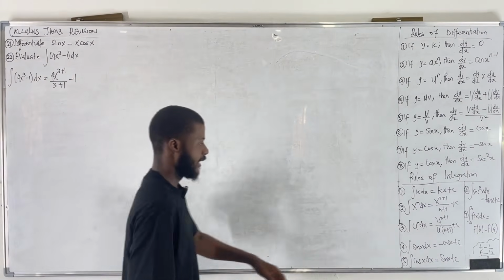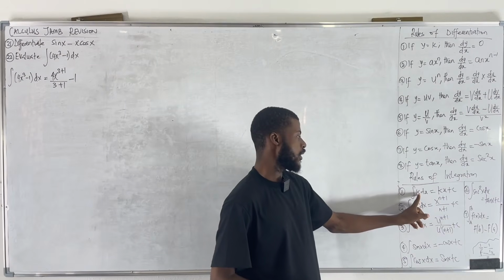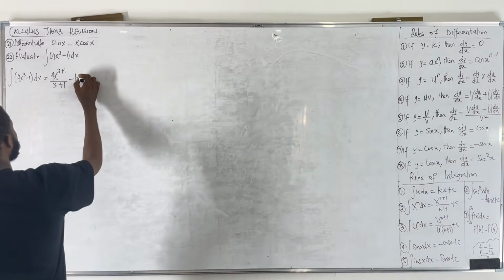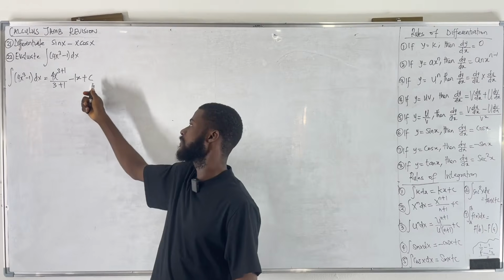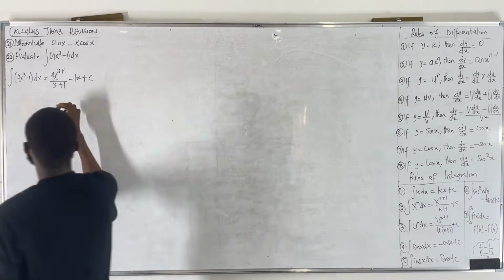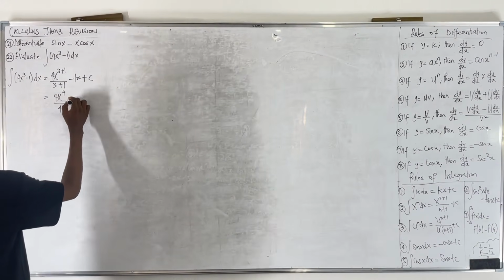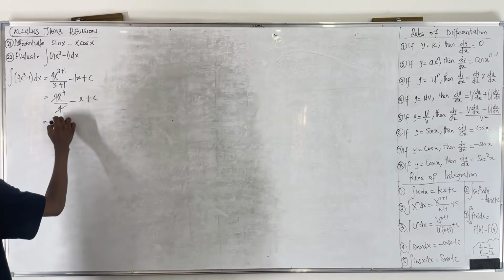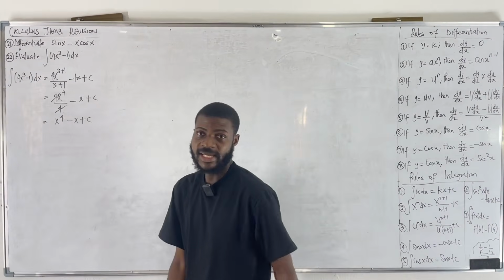You see this guy? The 1 here does not have x, so it's a constant. When you see something like that, you give an x. So in this case, this will just be 1x. And then plus c. JAMB would use plus c sometimes. Other times they will use plus k. Does not matter. Now this will become 4x to the power of 4 over 4 minus x plus c. Now 4 can take care of 4. So this is x to the power of 4 minus x plus c. That will be the answer.